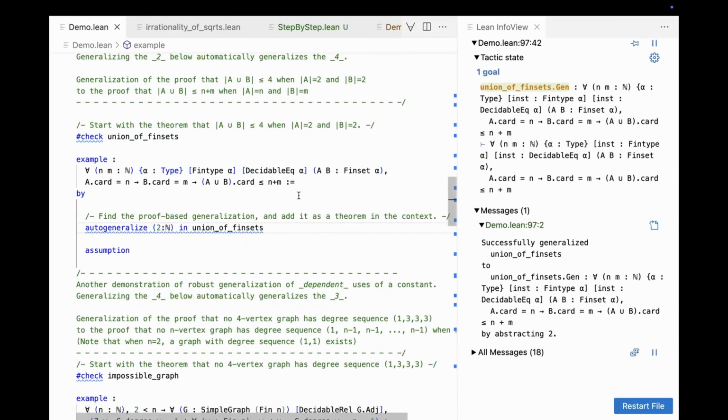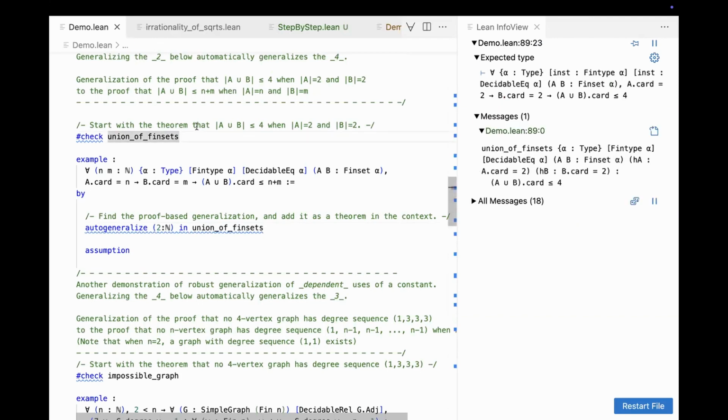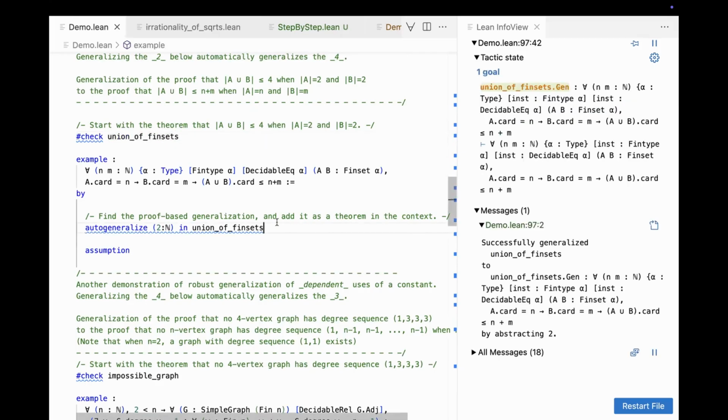So here we have this theorem for a set of size 2, 2, and maximum size 4 of the union. And here when we say we want to generalize the 2, we get that a set of size n and a set of size m has a union which has size at most n plus m.